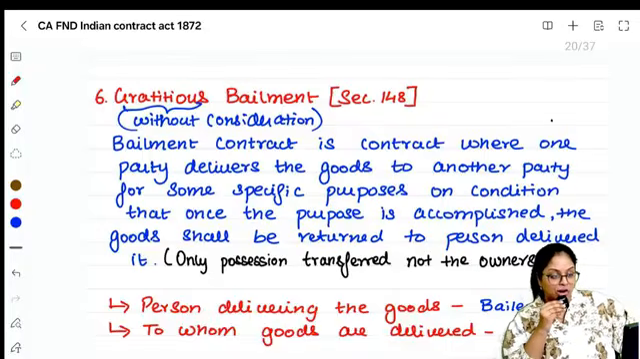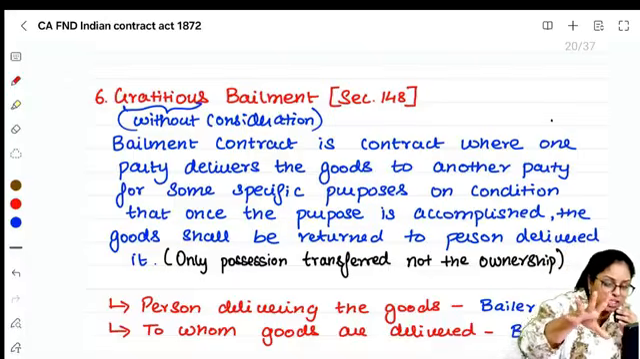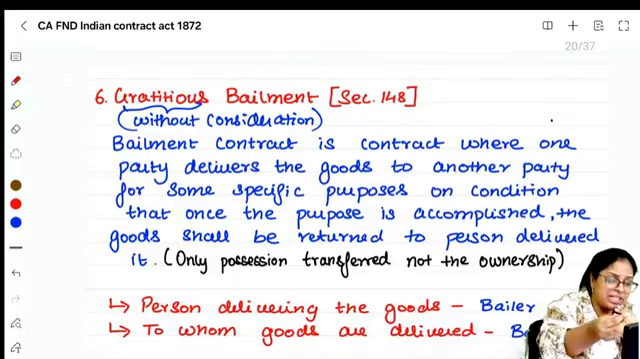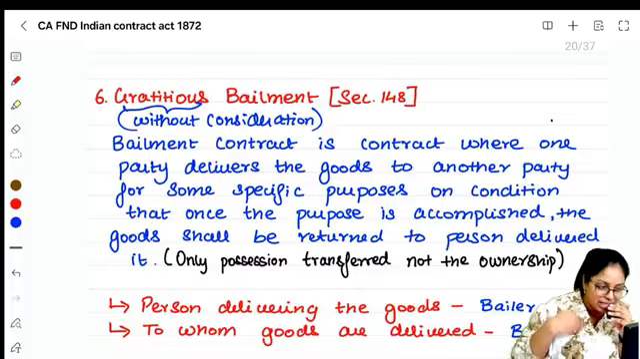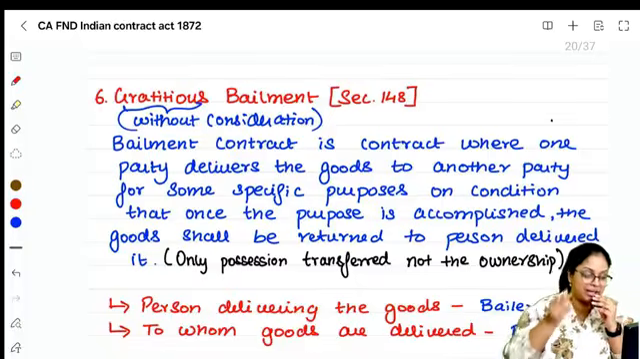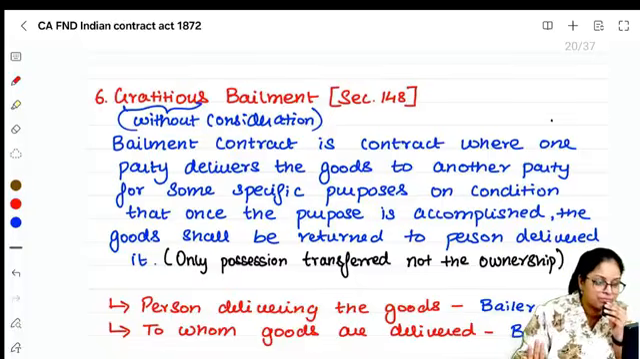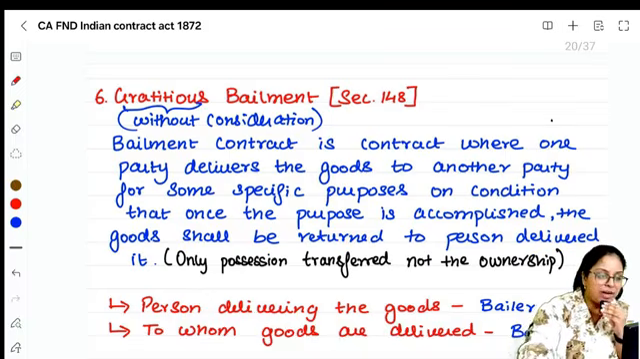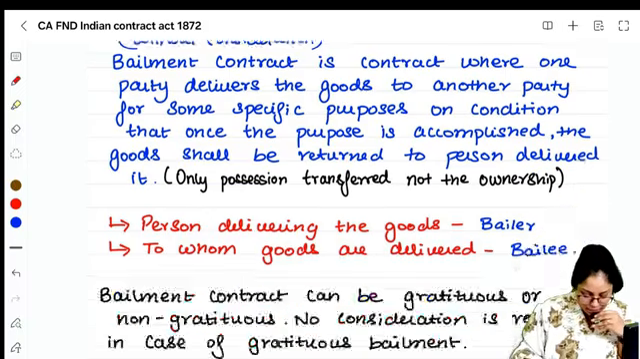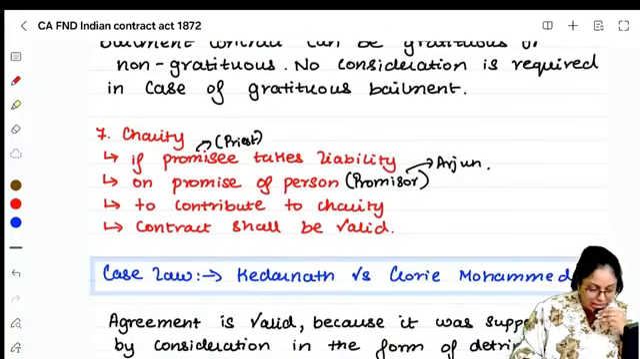possession. The nature of gratuitous bailment itself is one-sided. In gratuitous bailment, I'll not get anything back in return because it is gratuitous. It is for free. Are you able to understand? Is it absolutely clear? And the last is charity.